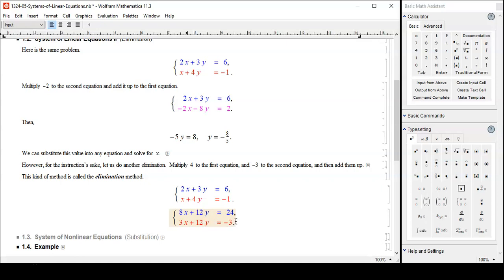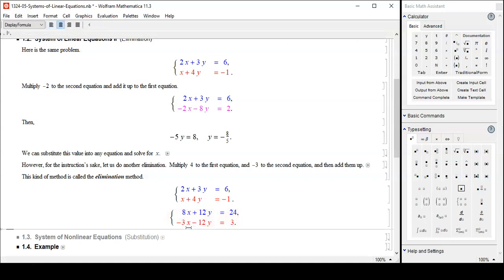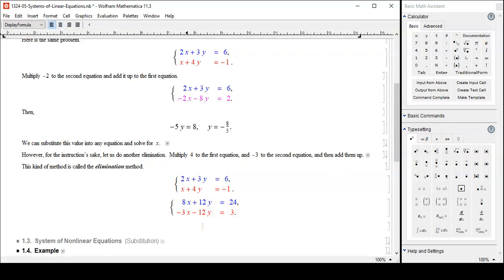12y, 12y, so I can simply subtract. But of course, when you subtract, it's the same as adding the negative of these. So we can do the sign change. And then adding. That's how you get 5x equals 27. Yeah, 12y, that's going to be gone.